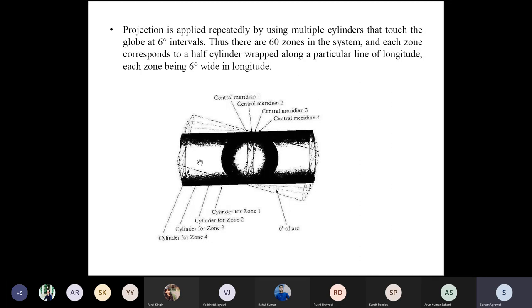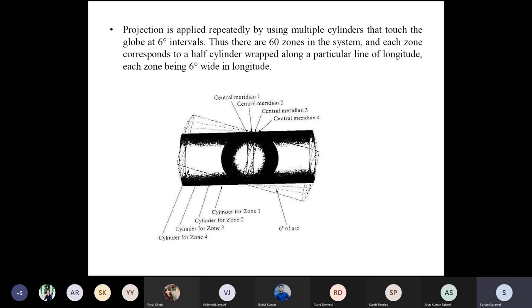The cylinder is going to rotate around the earth and it will form a total of 60 zones. Each cylinder will take a 6-degree interval. If you see the angle between the first cylinder and the second cylinder, the angle will be a 6-degree interval. So the projection is applied repeatedly by using multiple cylinders that touch the globe at 6-degree intervals. Thus, there are 60 zones in the system. How 60? Divide 360 by 6. So the answer is 60.